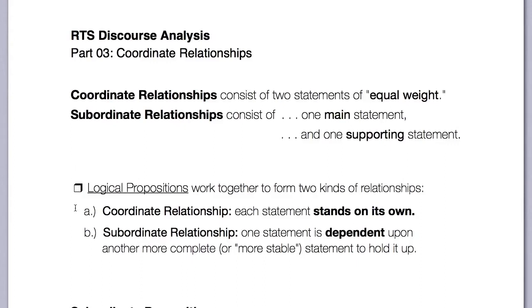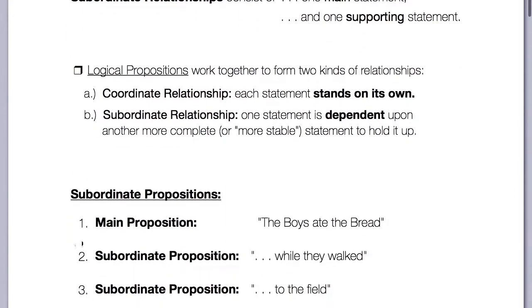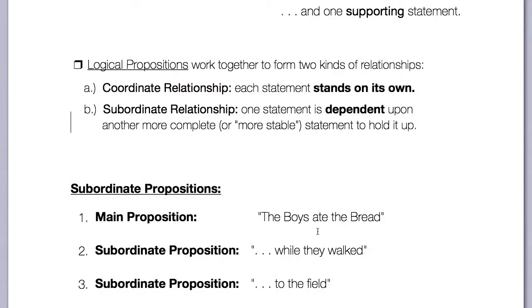In the first kind, a coordinate relationship, each proposition will be able to stand on its own, even if you were to hypothetically take one of those propositions away. But in a subordinate relationship, one statement is going to be functionally dependent upon another more complete or more stable statement to sort of hold it together. So let's see how these work in our examples from last week. When you see these side by side, it's easy to tell how they work.